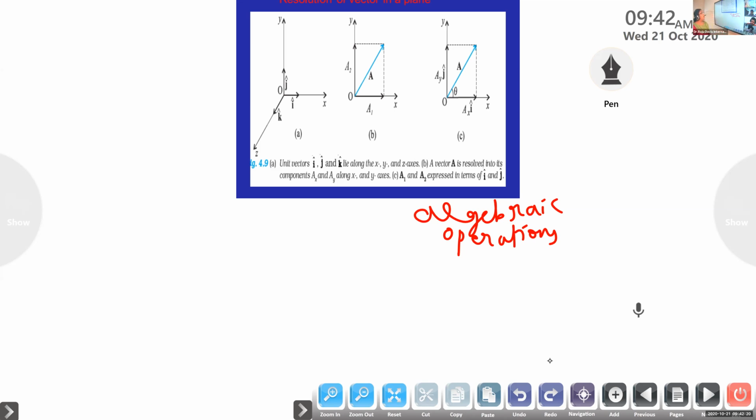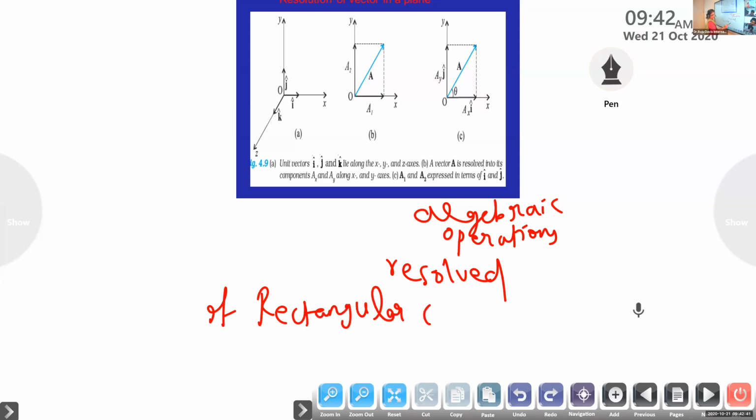So a vector can be resolved into various components of a rectangular coordinate system, in terms of x, y, z, etc.